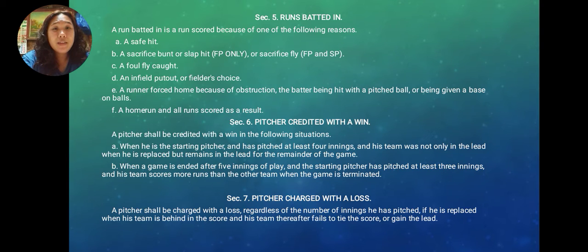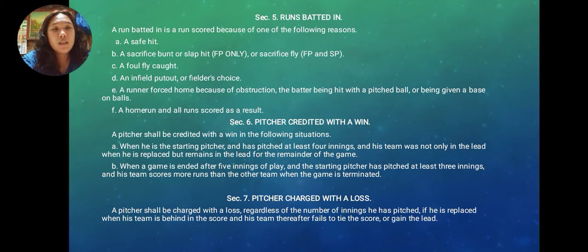For the letter C, a foul fly caught. Then letter D, an infield put out or fielder's choice. Then letter E, a runner forced home because of obstruction, the batter being hit with a pitched ball or being given a base on balls. So for letter F, a home run and all runs scored as a result.